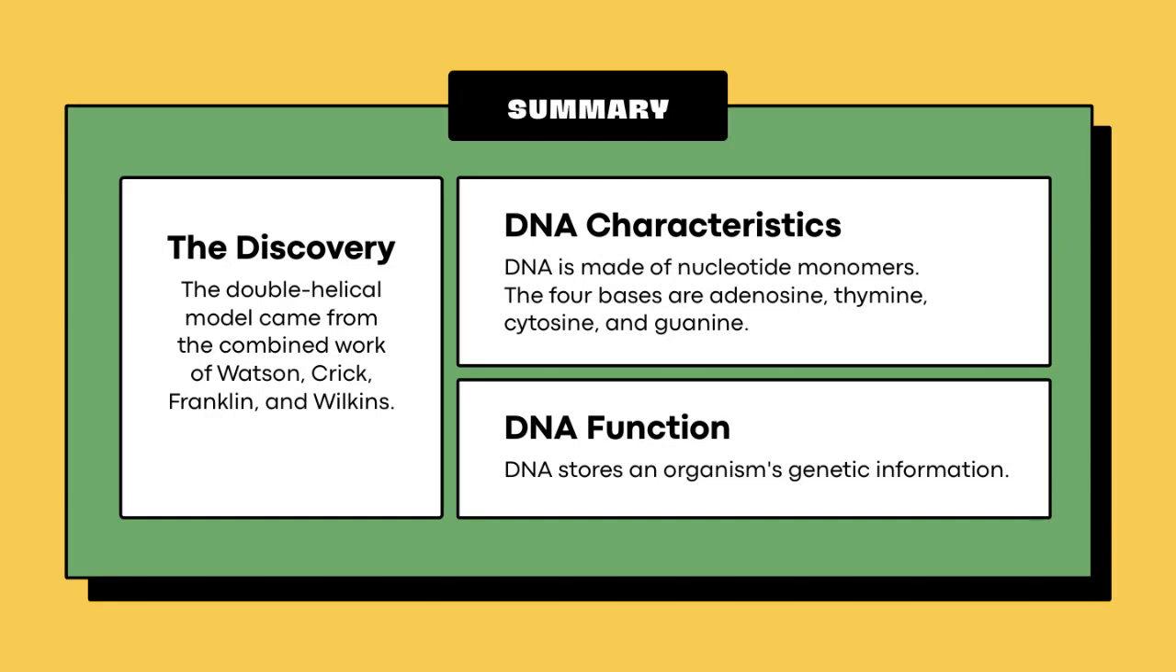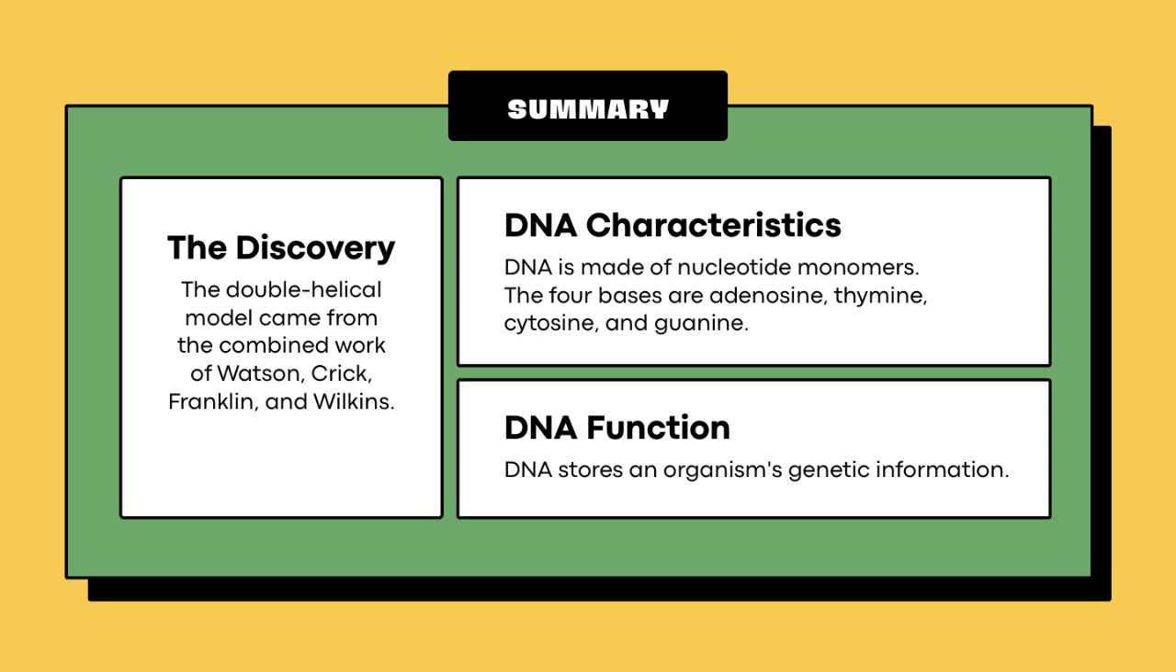Now let's talk about DNA function. DNA is essentially the blueprint for life, as it stores all the genetic information an organism needs to develop, grow, and reproduce. Without this information, life as we know it wouldn't be possible. Moving on to the characteristics of DNA, it's fascinating to see how it's made up of nucleotide monomers. These are the building blocks that form the entire molecule. There are 4 key bases in DNA: adenosine, thymine, cytosine, and guanine. These bases pair in specific ways and encode the genetic instructions.